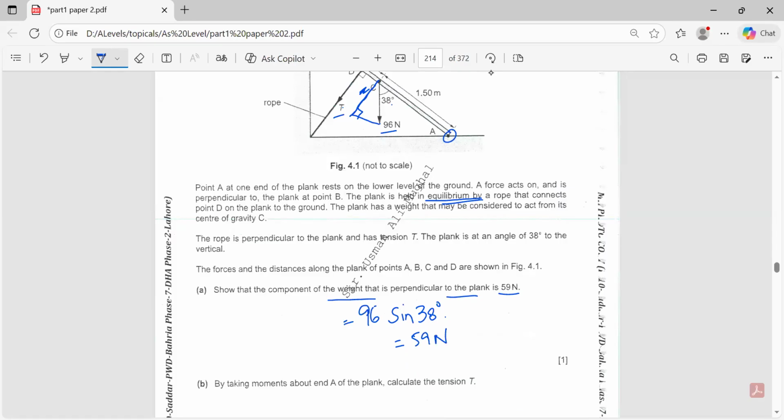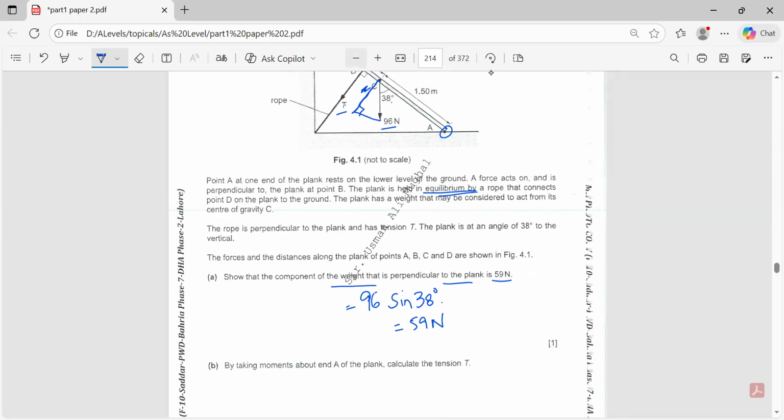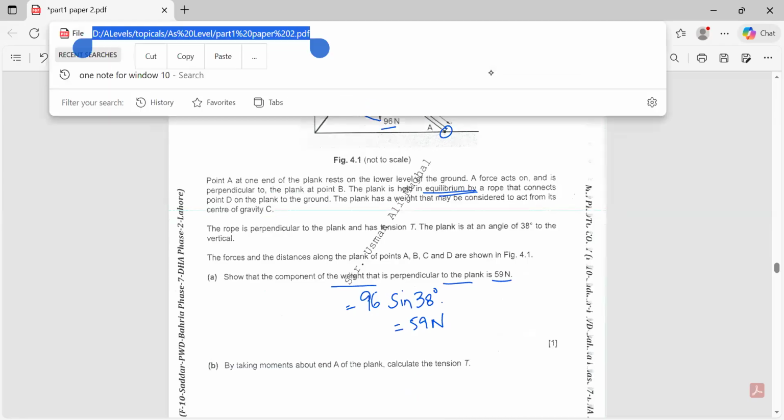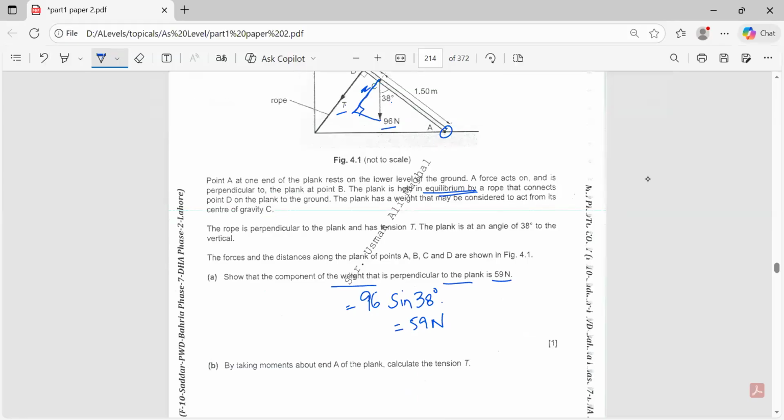Is everyone with me? Just give me a minute. My pen has just got stuck.